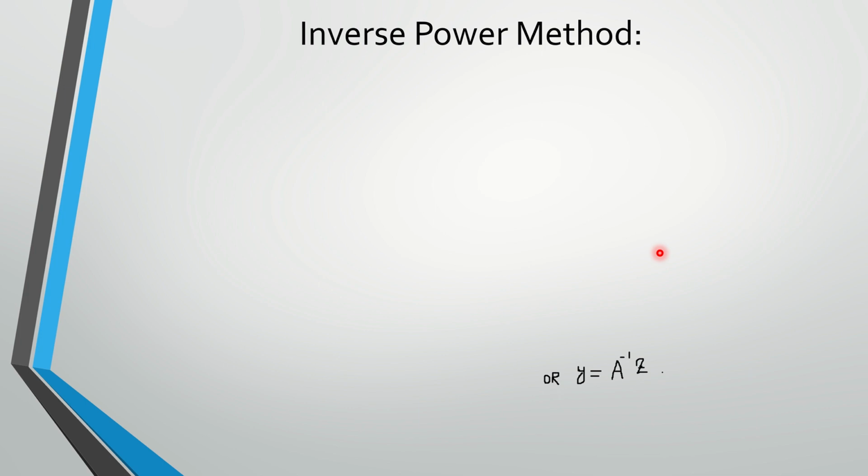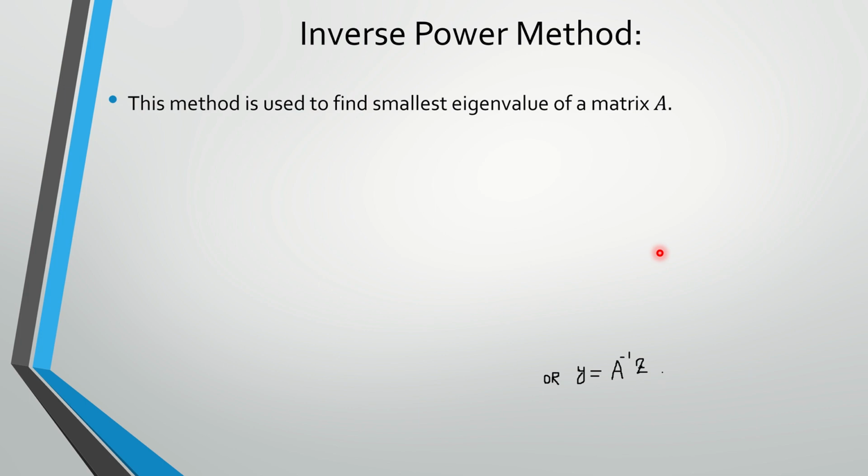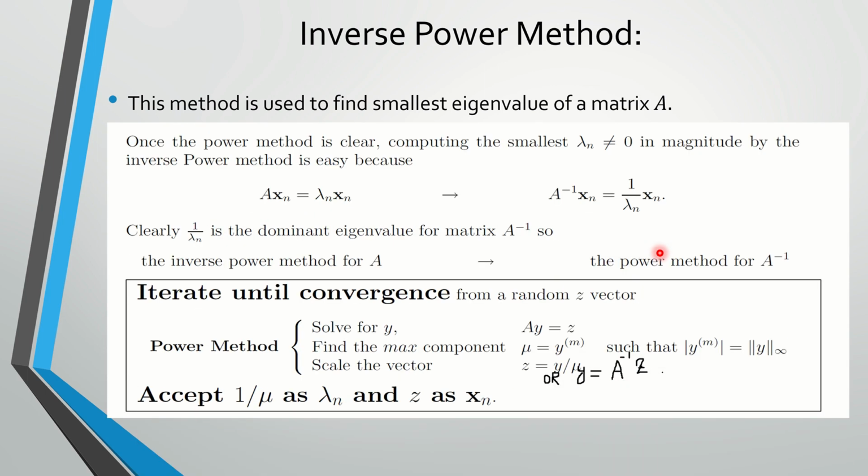Now we move towards the inverse power method. This method is used for finding the smallest eigenvalue. Okay, this method is used for what? For finding the smallest eigenvalue. So that's the first statement. The method is used to find the smallest eigenvalue of a given square matrix A, right? And in that case, what do we do?